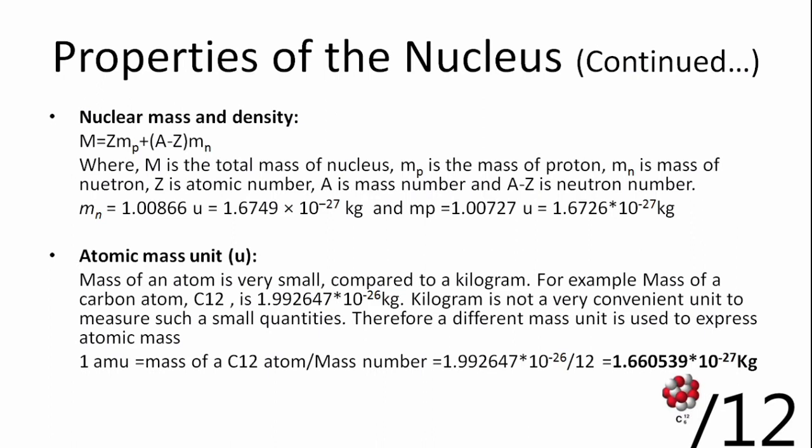Now the mass of the neutron is like 1.00866 U, that is nothing but atomic mass unit, which we are going to discuss shortly. The mass of the neutron in kgs, if you want to say, is 1.6749 into 10 power minus 27 kg, and the mass of the proton is 1.6726 into 10 power minus 27 kg.